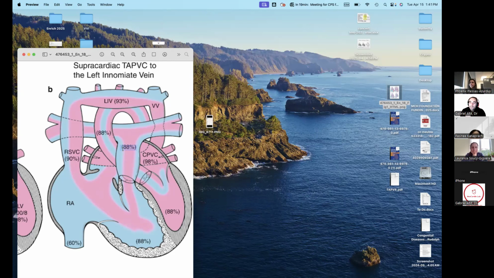And when you see a right to left shunt at the atrial level, which is rare in newborns to have a strict right to left shunt at the atrial level, you always, always, always need to rule out TAPVR. What are other causes of right to left shunt at the atrial level? I want to hear at least 7.